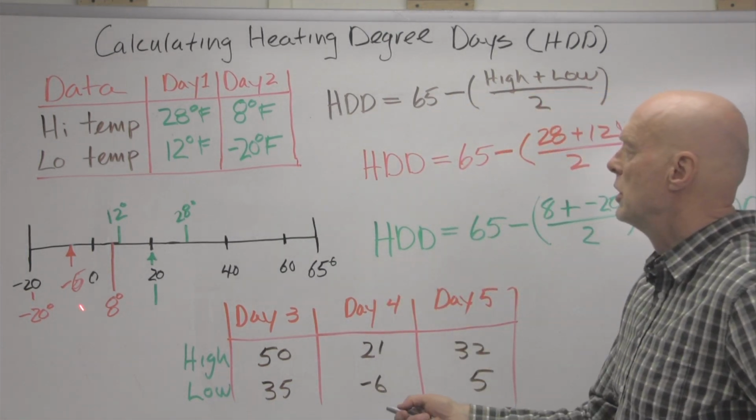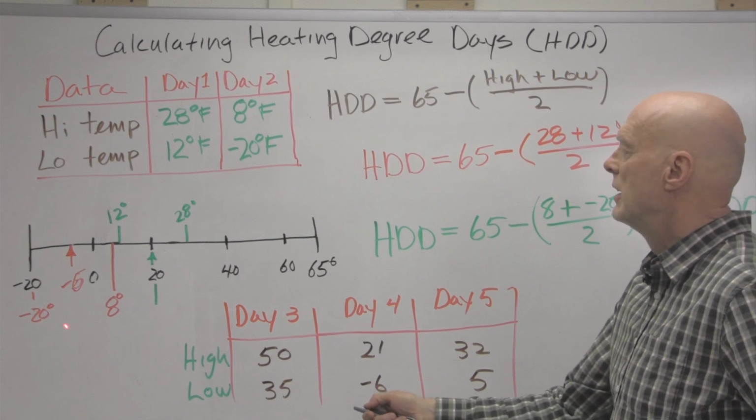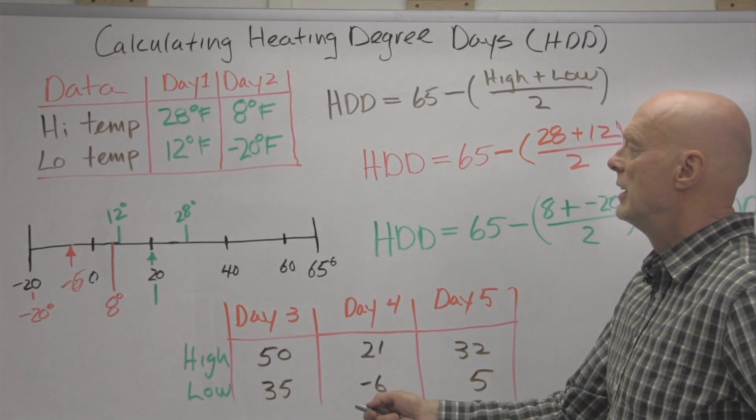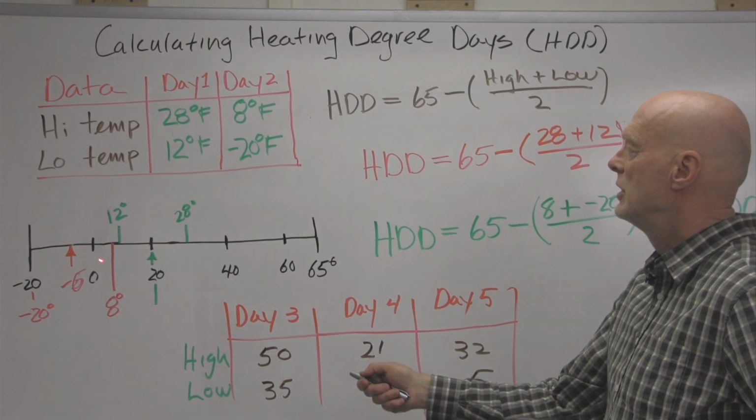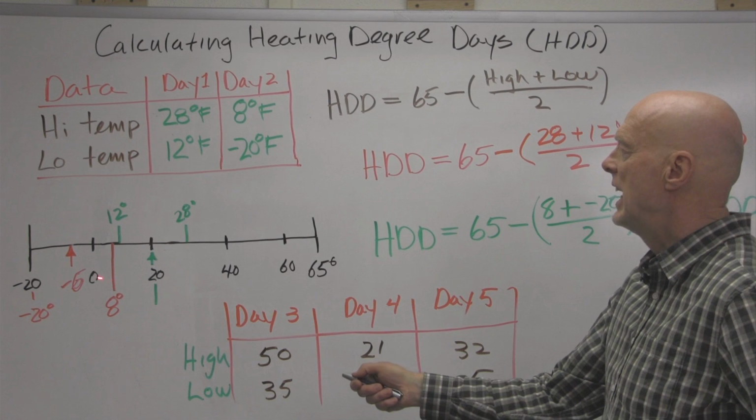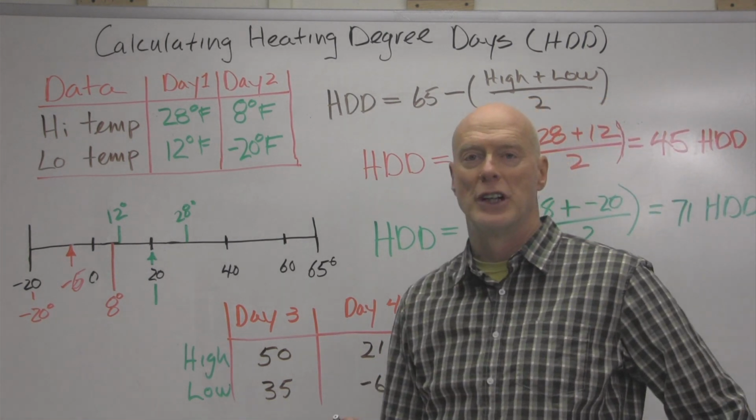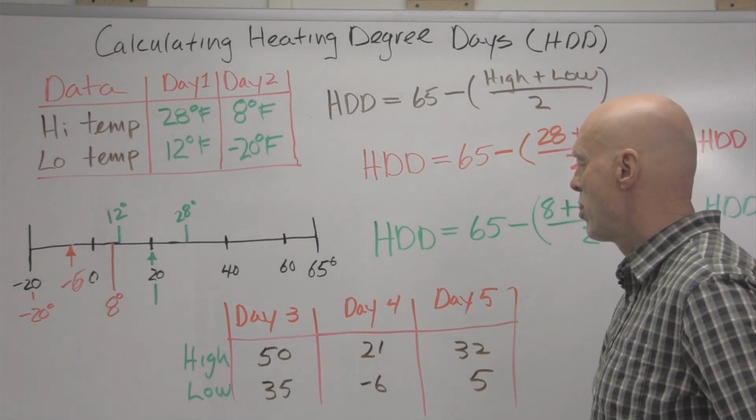The next one is not so easy. We have 8 degrees and a negative 20. So that's a negative 12, divided by 2 is a negative 6. See right here, that negative 6 is halfway between the 8 and the negative 20. The average temperature for that day is a negative 6.